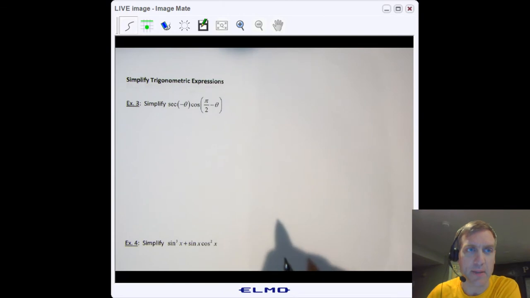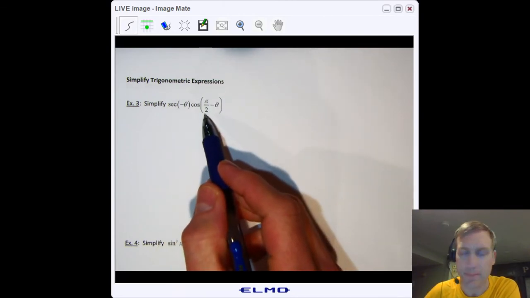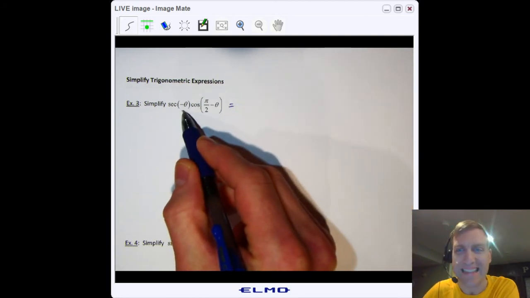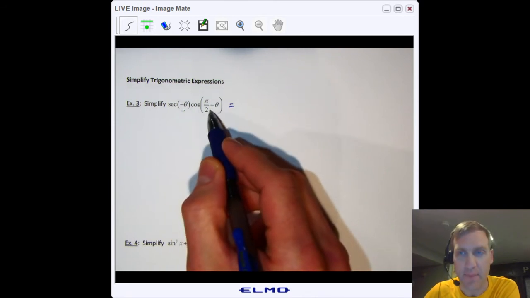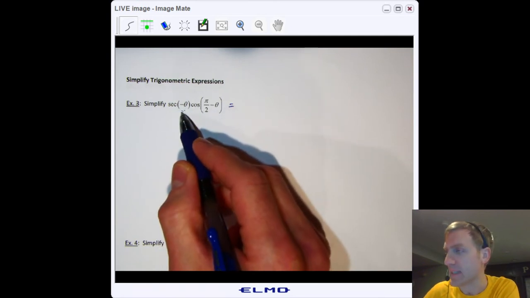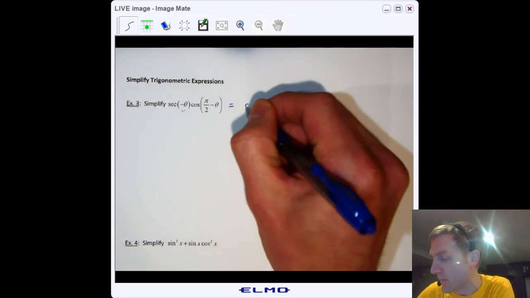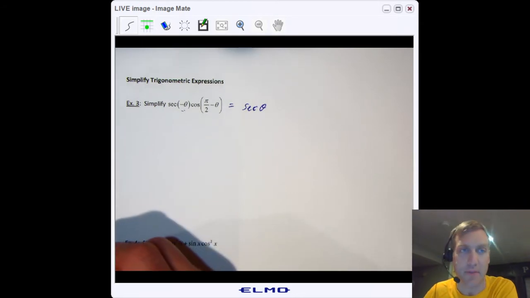First one here, simplify secant negative theta times cosine pi over 2 minus theta. Well, as I mentioned before, whenever we see a negative theta, that tells us to use our odd or even identities, all right? And whenever you see pi over 2 minus theta, that tells us to use the cofunction identities. So let's start with the odd or even. Secant, if you remember, is even, since secant's reciprocal of cosine, and cosine is also even. Secant's even. So that means that secant of negative theta is the same as the secant of theta.